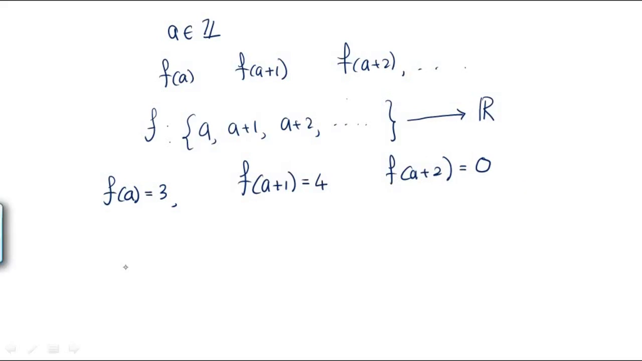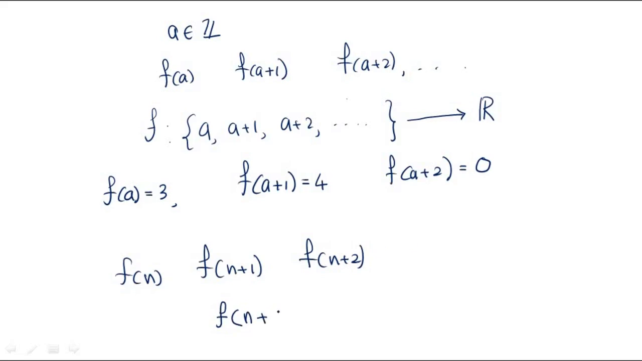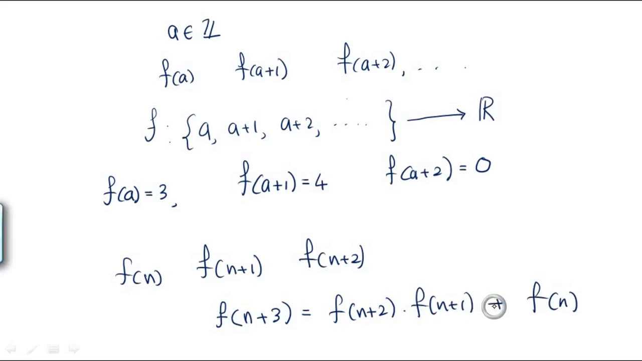For example, I can say if I know the values f(n), f(n+1) and f(n+2), then I can tell how to compute the next term, which is f(n+3). Let's say f(n+3) can be computed using these three values using the following recipe: I'm going to take f(n+2) times f(n+1) plus f(n). We call this a recursive formula for f.